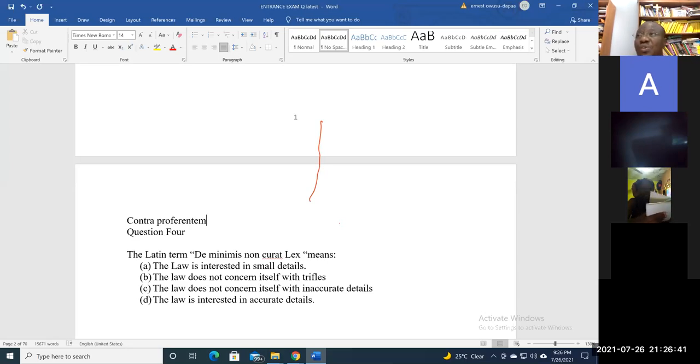Then we go to tort. If you go to tort, there are so many of them. Res ipsa loquitur. Res ipsa loquitur simply means that the matter speaks for itself. That is, the fact that something is present is evidence of negligence having been committed, as it were.